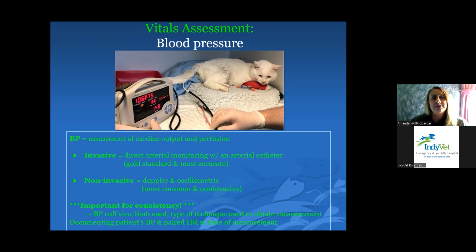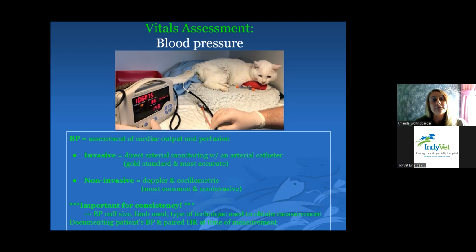So we have two different types of blood pressure measurements. We've got our invasive, which involves direct arterial monitoring. You have to have an arterial catheter and the equipment to be able to do invasive blood pressure measurements, which is the gold standard because it's in real time and it's the most accurate, but it is the most invasive. So a lot of times we'll reserve that for our patients under anesthesia or mechanically ventilated patients, or a patient that's really not moving around but on vasopressors.